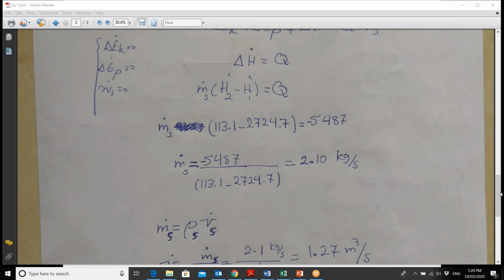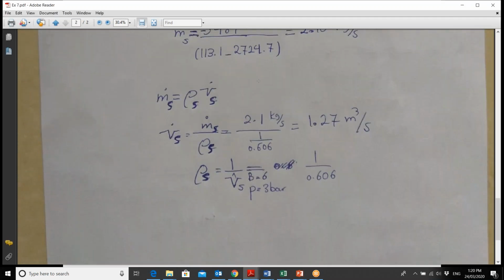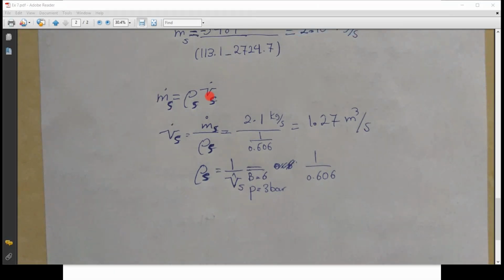They ask us for the volumetric flow rate, right? If you have the mass rate, and if we know the density of the steam, we can calculate the volumetric flow rate. We need the volumetric flow rate for the steam. We already calculated the mass rate here. What about the density?